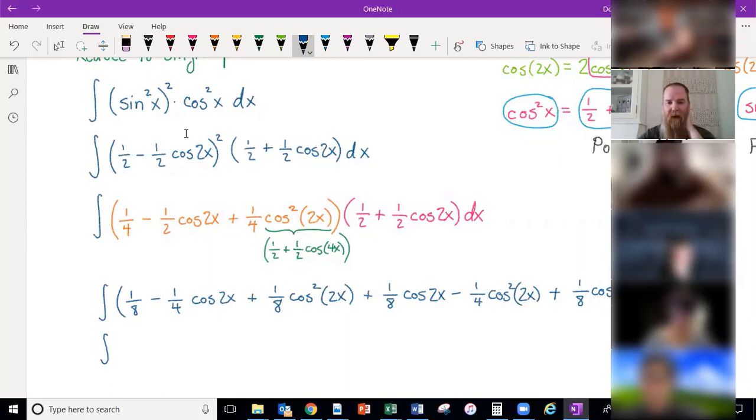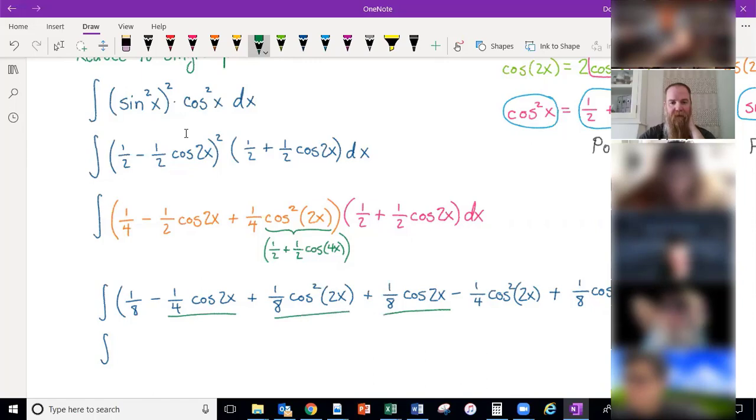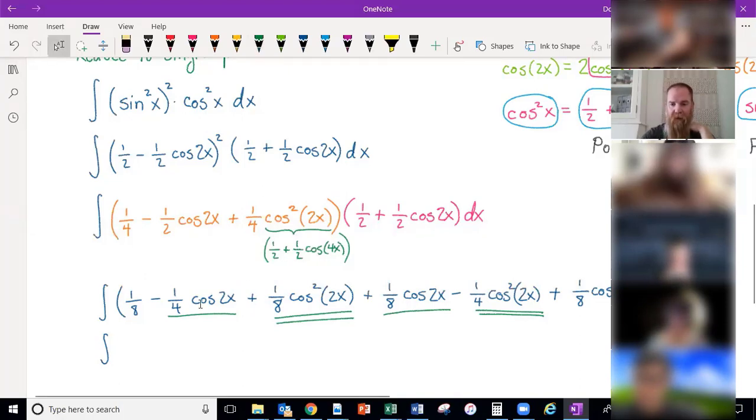Now, when you combine these together, you're going to be able to combine a few of these together. You can combine this cosine 2x and this cosine 2x. You could combine the cosine squared 2x and the cosine squared 2x. And then you've got this extra cosine cubed over here. Now, a few of these are going to be pretty easy to integrate. 1/8 is an easy integral. Cosine 2x is not a difficult integral. When I see cosine squared, though, it looks like I'm going to have to do another power reducing formula, and that's where I mentioned right up here.